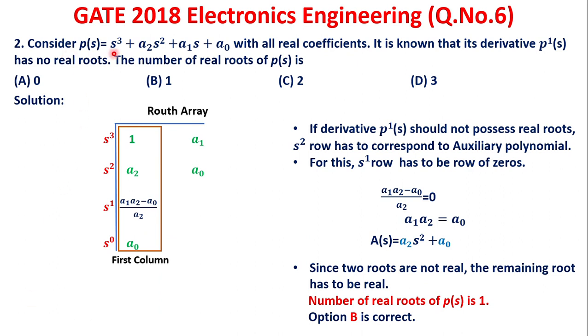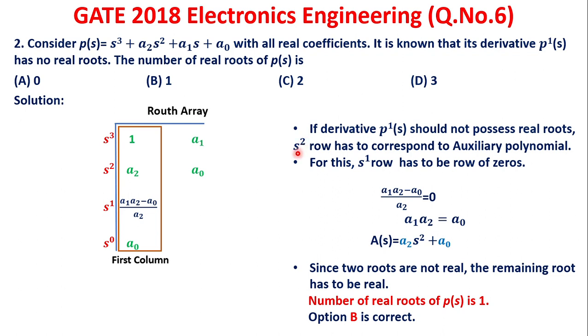So consider P of s, they have given a polynomial with all real coefficients. It is known that its derivative P dash of s has no real roots. The number of real roots of P of s is, options given: 0, 1, 2, 3. So it is very well clear that the derivative having no real roots means the derivative will be a second order polynomial. A second order polynomial having no real roots means that polynomial should be an auxiliary polynomial. Normally auxiliary polynomial roots are symmetrically located roots. So even j omega axis roots will be that only.